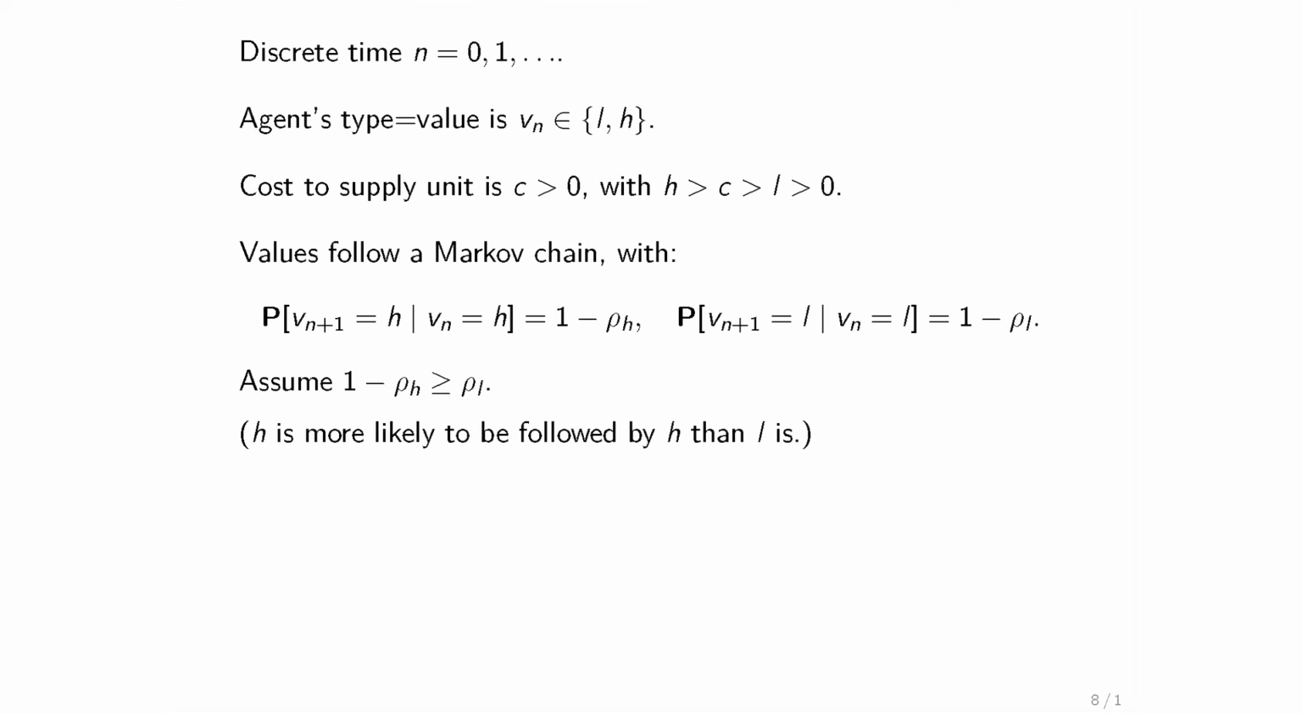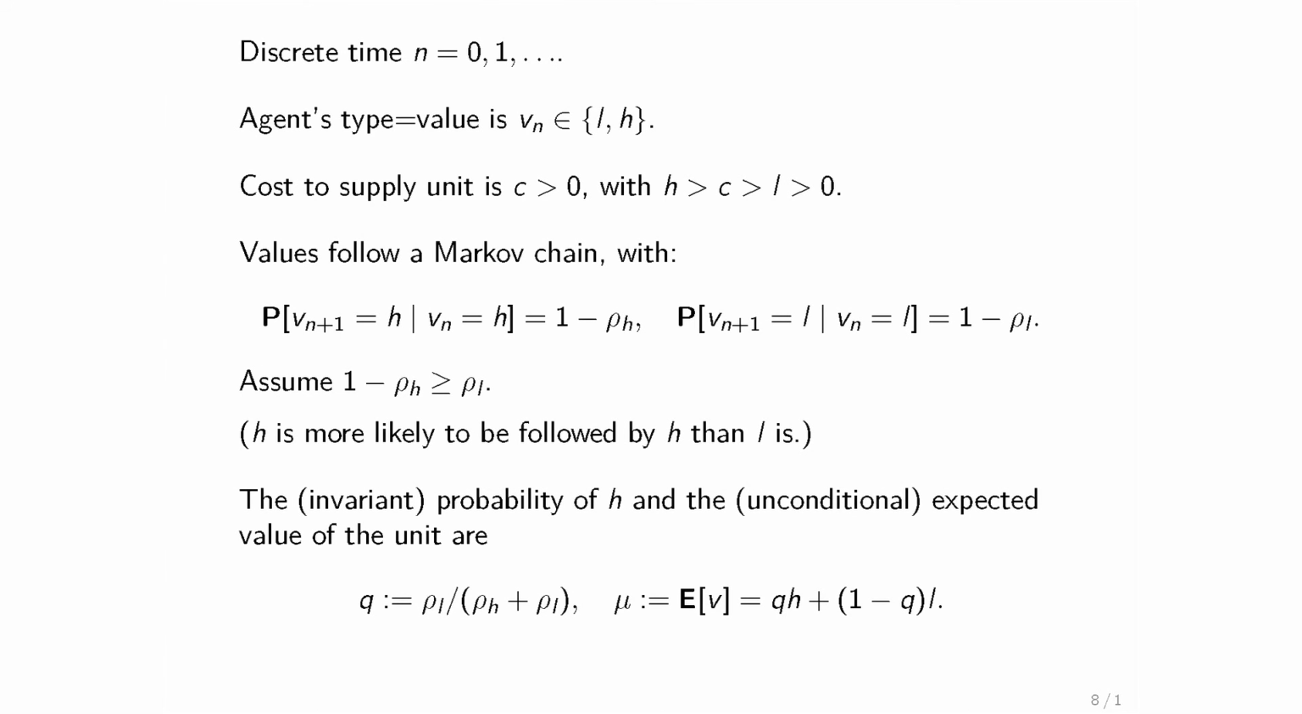So there are two special cases. When 1 minus rho h is equal to rho L, that is the IID case. And when rho L and rho h are both equal to 0, that is the perfectly persistent case. So these are two special cases of our model. Now, the invariant probability of an H type and the unconditional expected value of the unit are given by Q. So this is the invariant probability of an H type in this relationship, and mu is the average value of the unit for the agent. Okay, this is our model, very simple and very stylized.